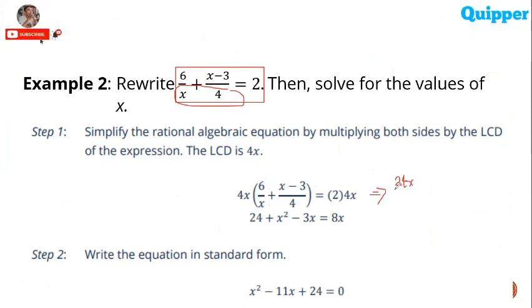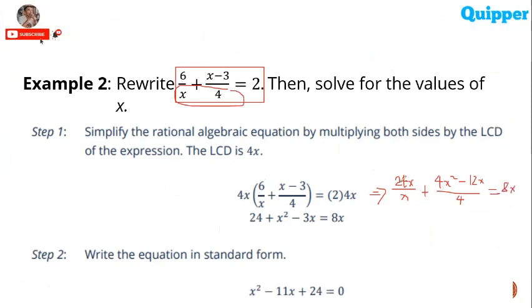24x over x plus 4x times x minus 3, that is 4x squared minus 12x, all over 4 is equal to 2 times 4x, which is 8x.